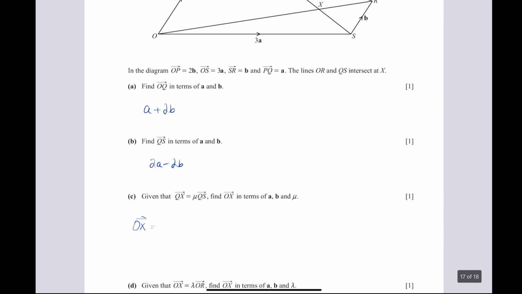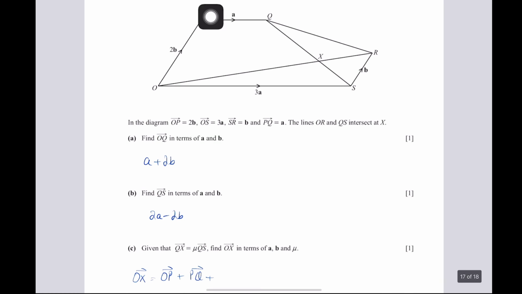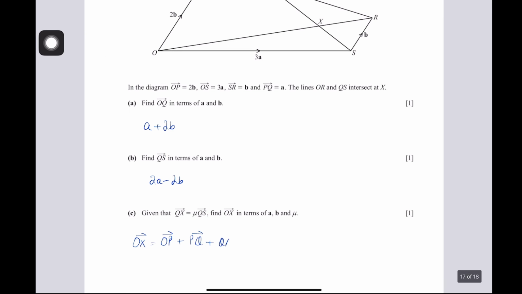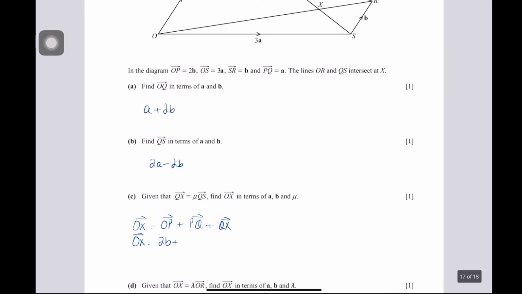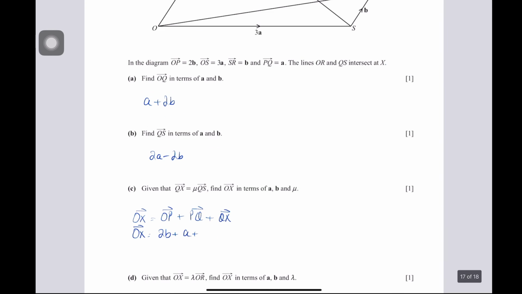I'm sure what you're getting is correct, but there's a certain way that you need to write it, that is getting all the a's on one side and all the b's on one side. So how do you go from O to X? We can do OP plus PQ plus QX. This is the best possible route that we can take. OP is going to be 2b, PQ is a, and QX is basically mu times QS, which we've already worked out, 2a minus 2b.